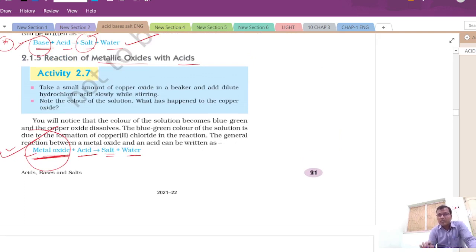Don't remember it, just understand. Metallic oxide, you can take any metallic oxide. You can take simple magnesium oxide. This is a metallic oxide because one of the elements is a metal, magnesium oxide. When it reacts with an acid, suppose this reacts with HCl, then what happens? Then salt is formed, MgCl2 is formed, and water is liberated, H2O.